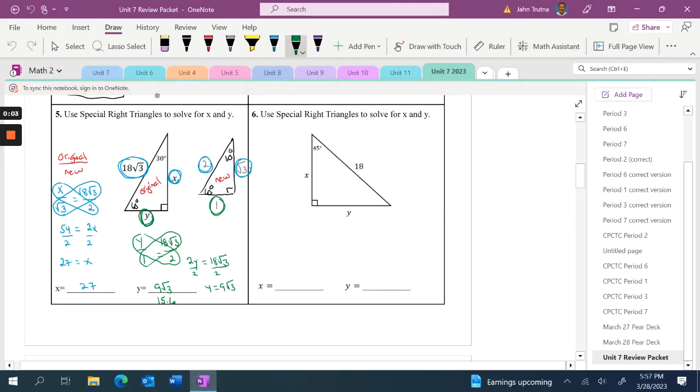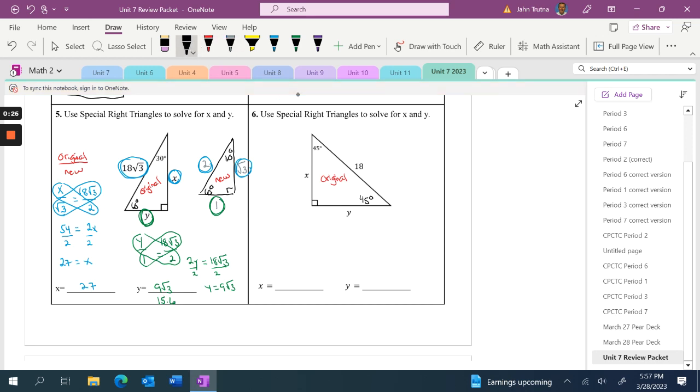Number 6. Okay, so now we have a 45, 45, 90 triangle. Given the 45 and the 90, this other angle over here has to be 45 degrees. I am going to term this triangle as the original triangle, just like I did in the previous problem, and I'm going to use special right triangles to solve for x and y.